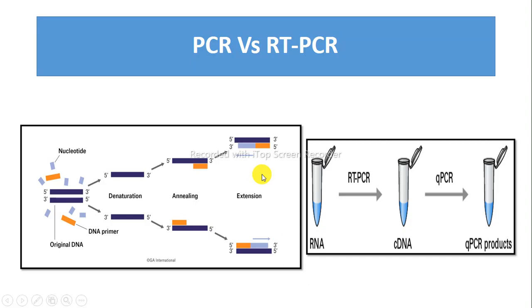So the main differences are in terms of sensitivity, their application, then the enzymes involved, the primers used or the template, and which step is followed by which. So first you'll be doing RT-PCR and then PCR, quantitative real-time PCR.